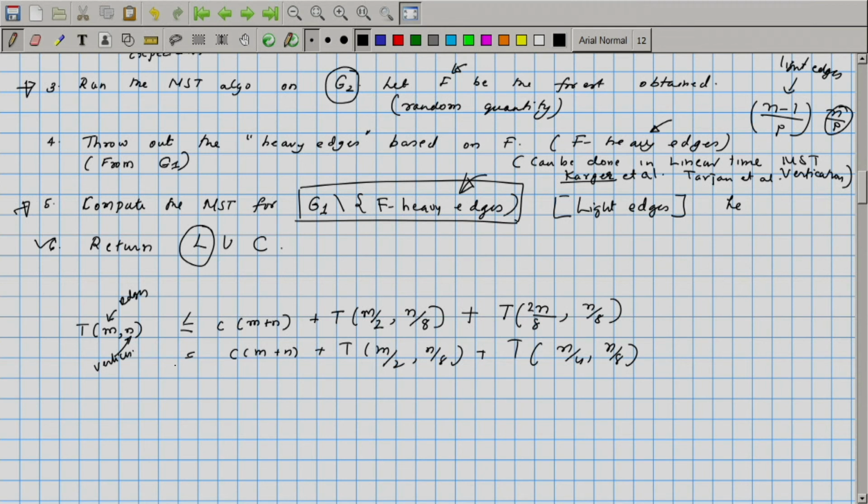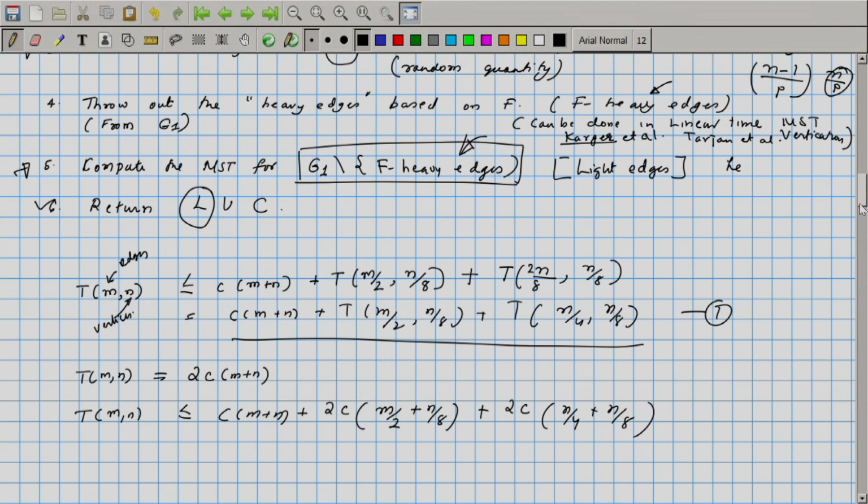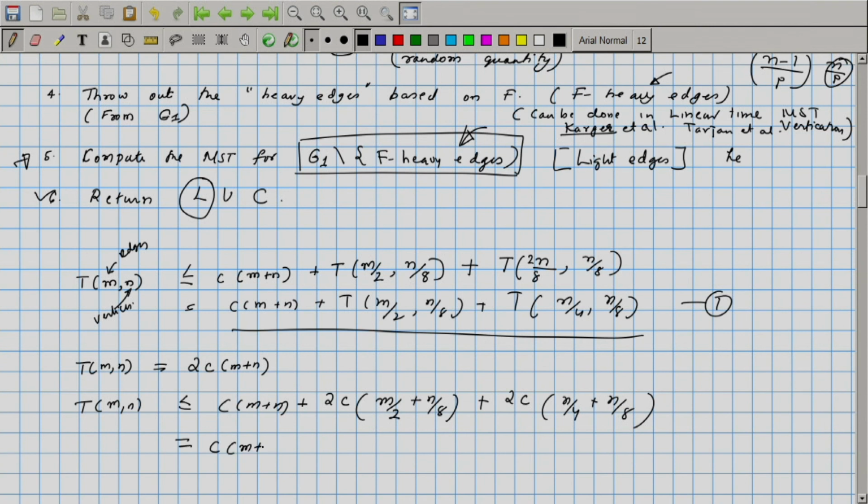So, that is a recurrence. T of m, n is going to be less than or equal to this quantity. If you plug in T of m, n equal to, let us say, 2c times m plus n, suppose this is the bound that we impose, then when it satisfies this equation 1, T of m, n is going to be less than or equal to c times m plus n, plus T of m by 2, n by 8, which is at most 2c times m by 2 plus n by 8, plus 2c times n by 4 plus n by 8.